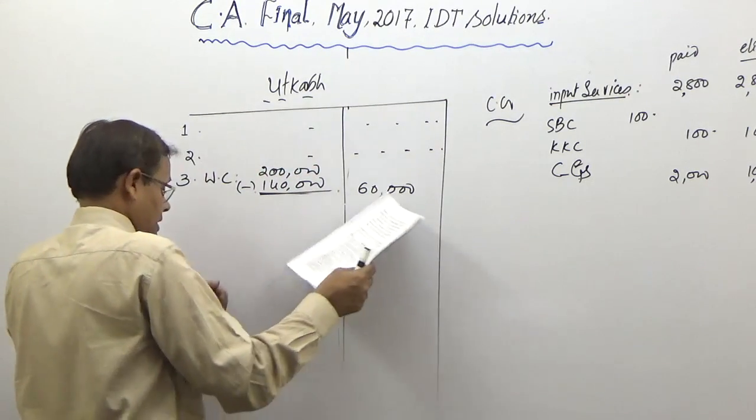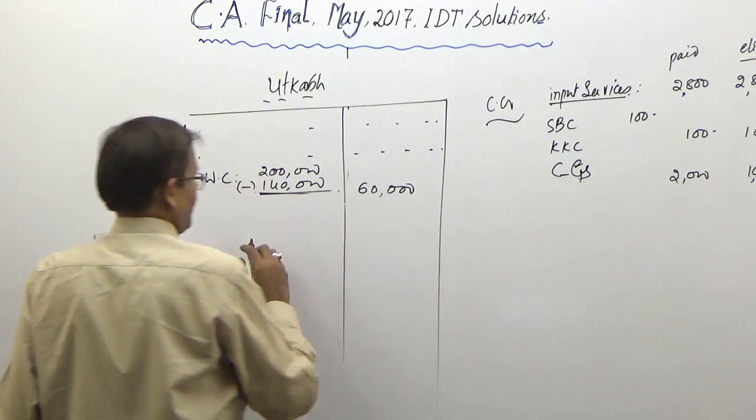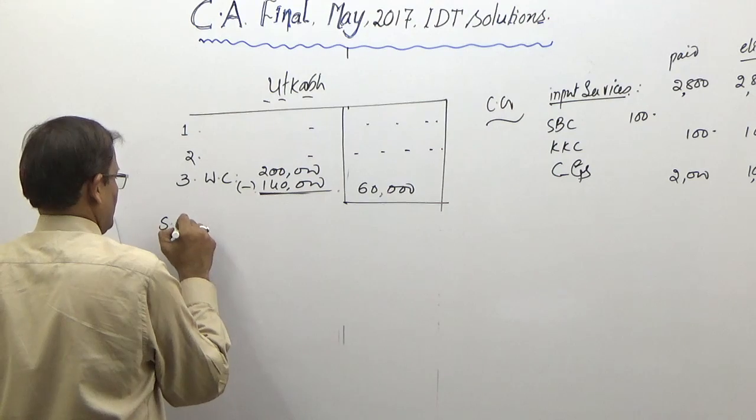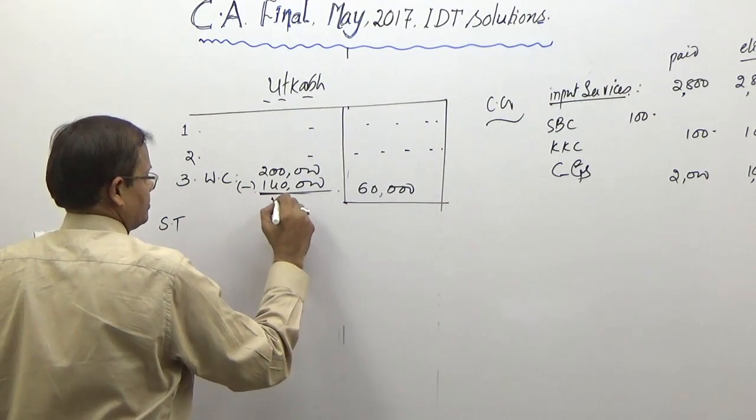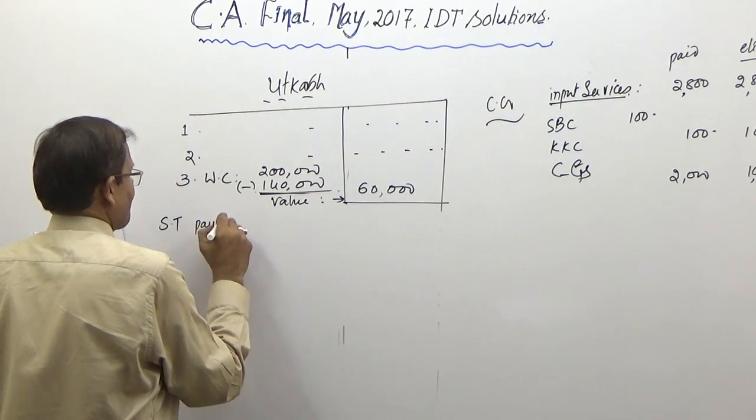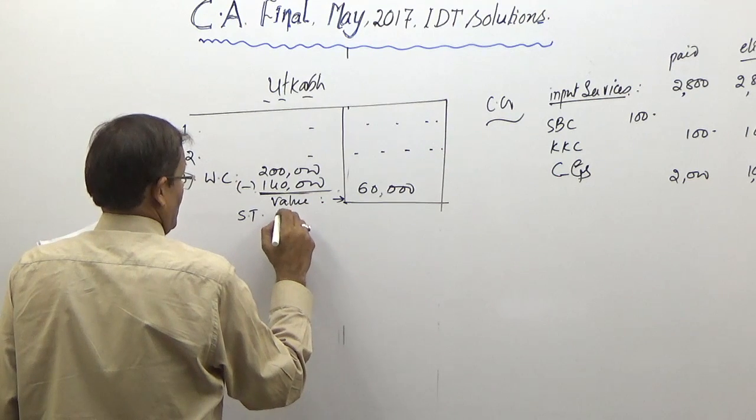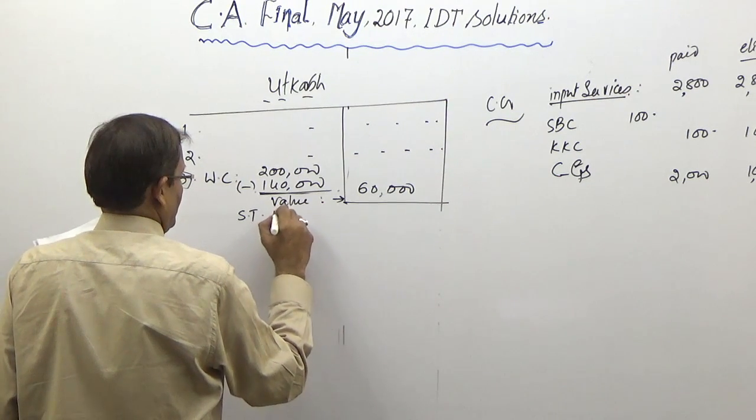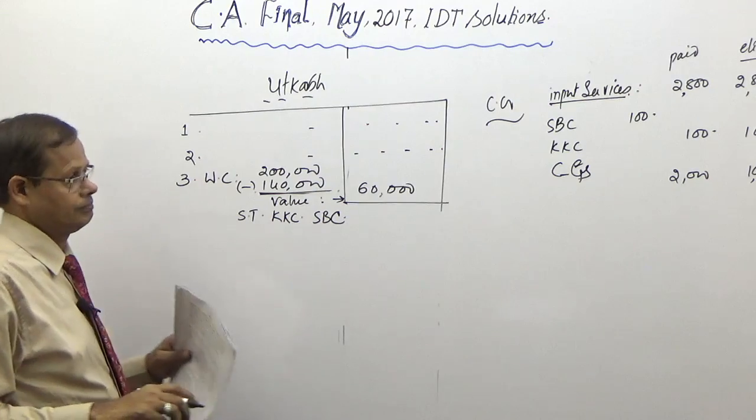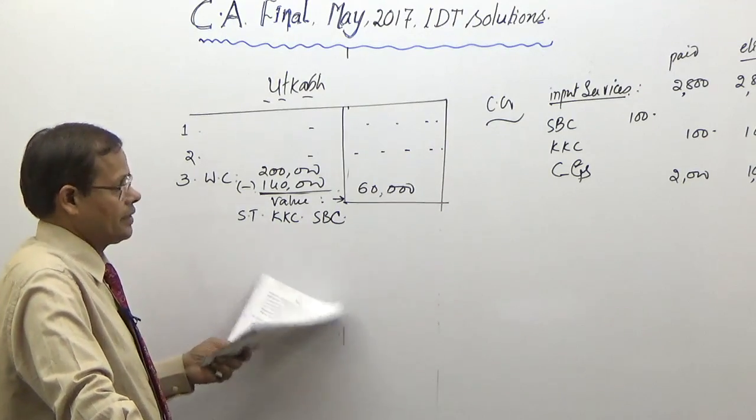And here tax liability is very easy to fix up. So, what is the tax liability here? Service tax. This is the value of service, taxable value. Okay, service tax payable. Say service tax and KKC and SBC. Service tax, KKC and SBC. So at 14% you please calculate.